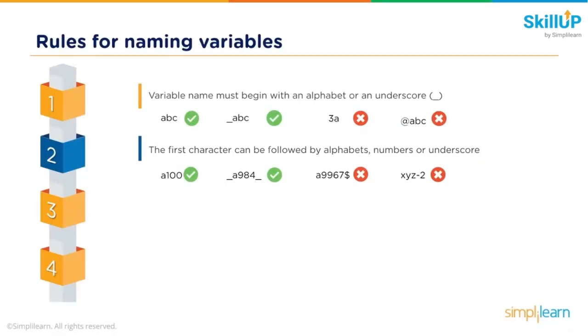Let's now look at the second rule for naming variables. The first character can be followed by alphabets, numbers, or underscore. So our first character must be an alphabet or an underscore, and after this first character we can have alphabets, we can have numbers, or we can have underscore. So back to our notebook.